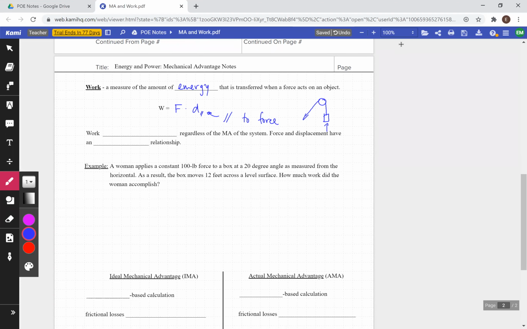So work, what's interesting is that work is going to remain constant for a system as long as you're accomplishing the same goal, doing the same task, regardless of the mechanical advantage of that system. Okay, so you can either increase the force and decrease the distance, or decrease the force and increase the distance. And that means that force and displacement in this equation have an inverse relationship.